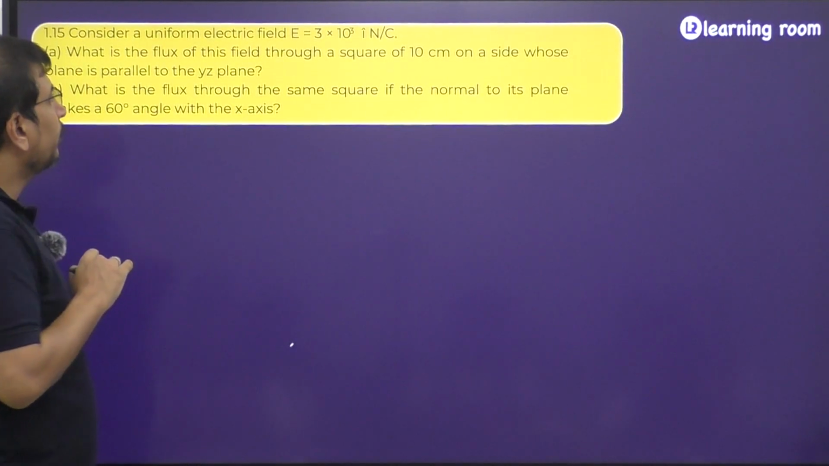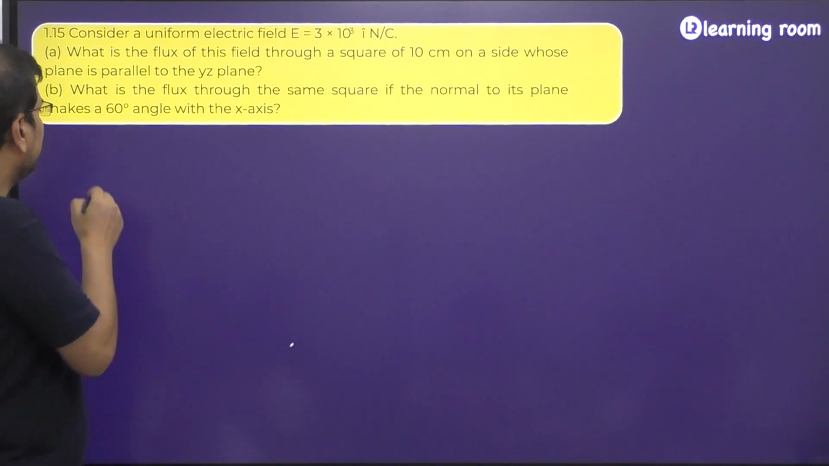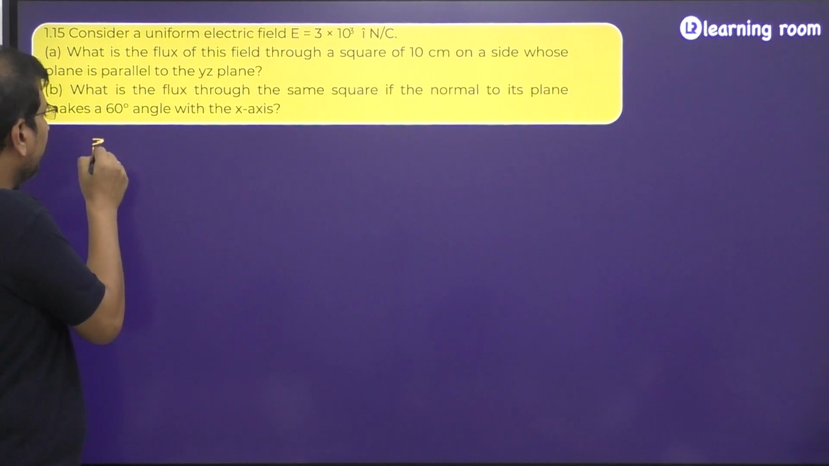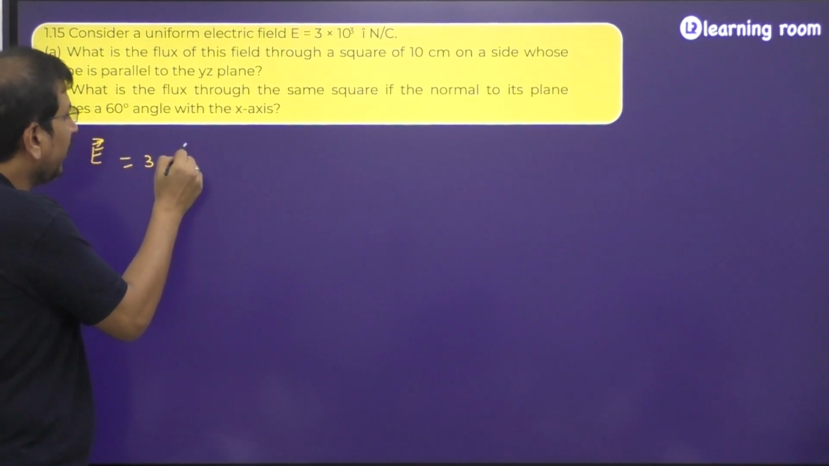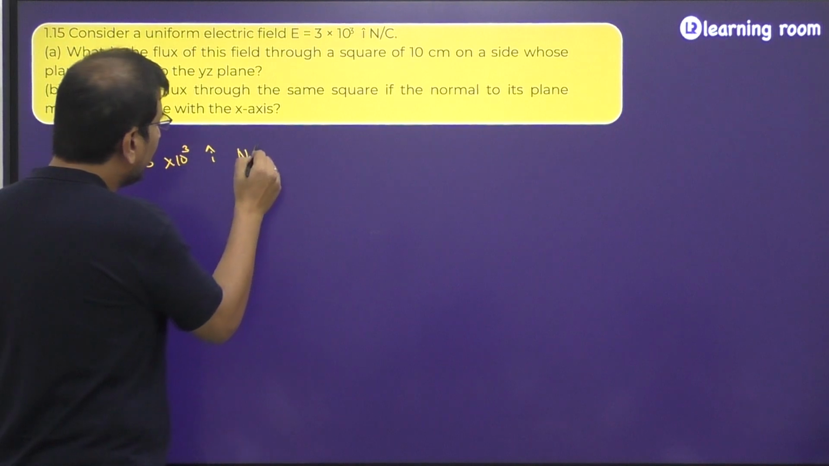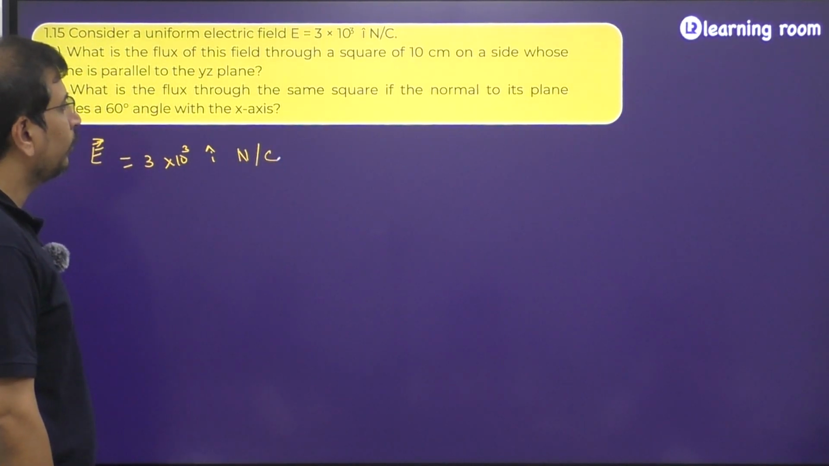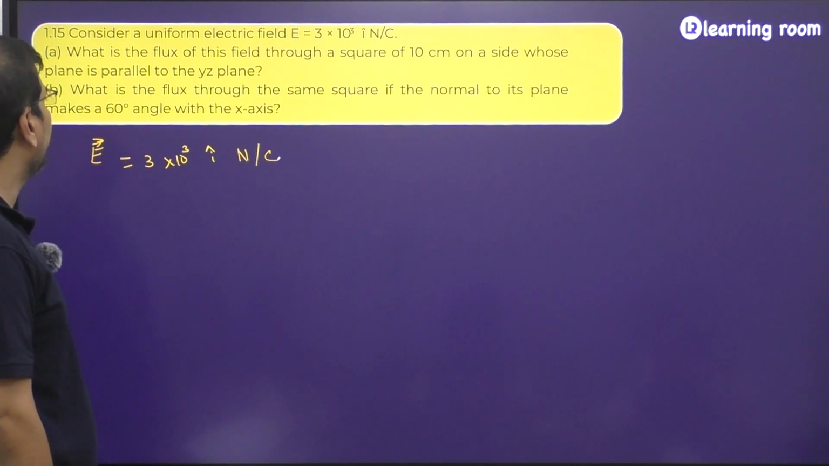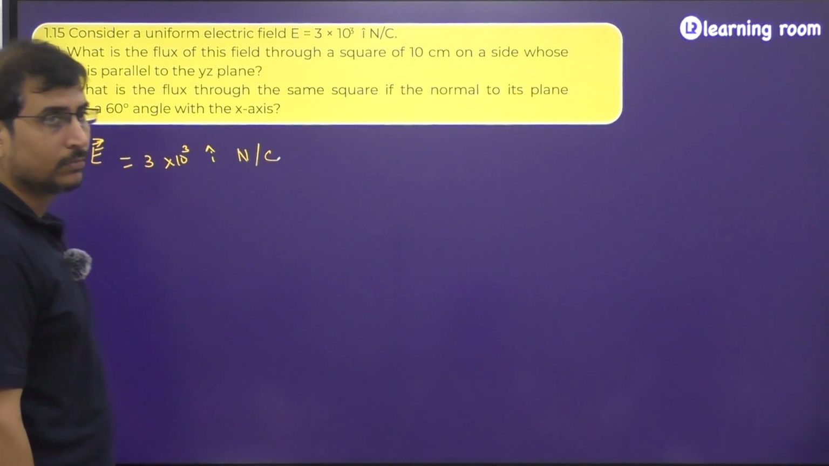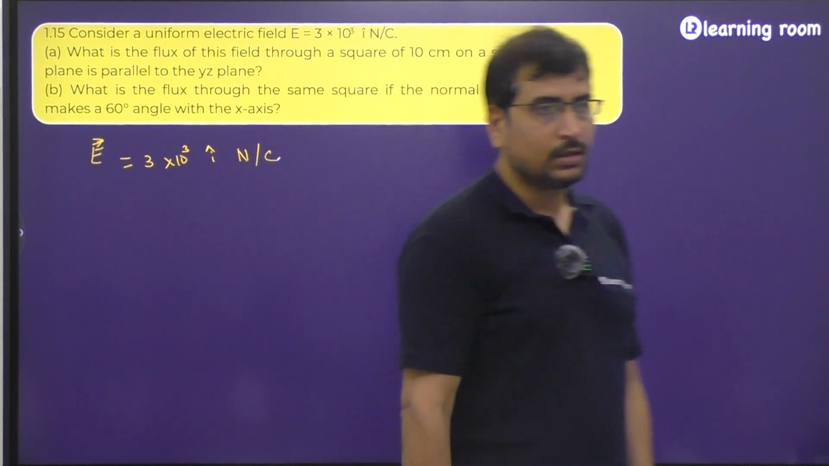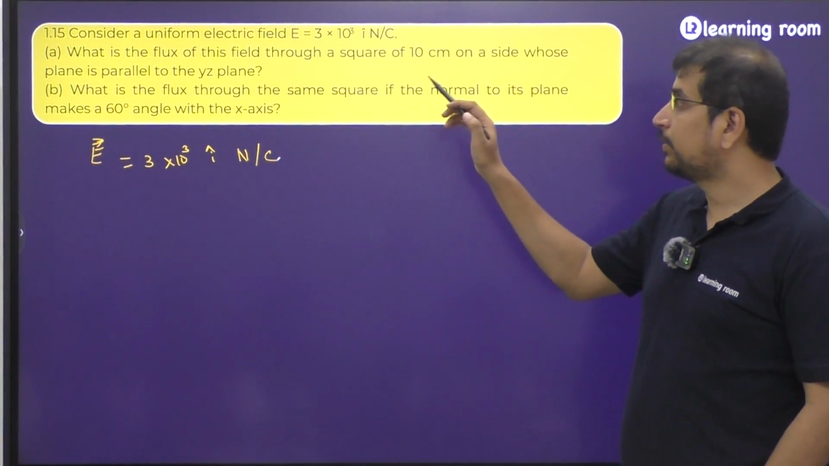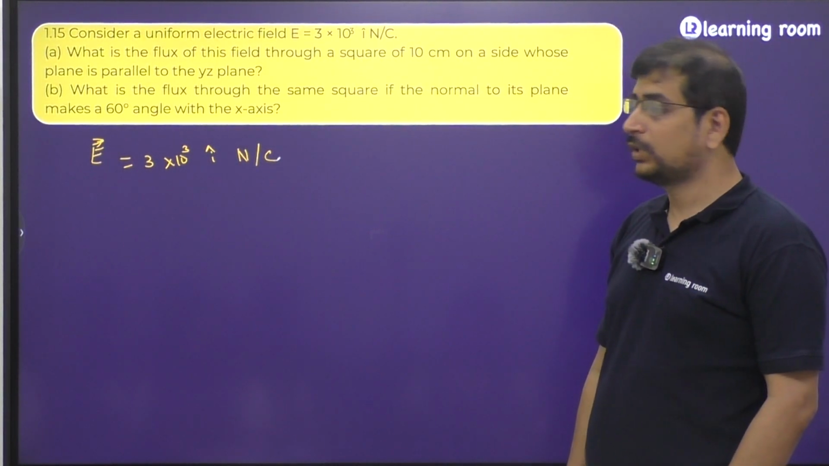So consider a uniform electric field of value 3 into 10 power 3 I cap Newton per Coulomb. What is the flux of this field through a square of 10 centimeter on a side whose plane is parallel to the YZ plane? So how to solve this?